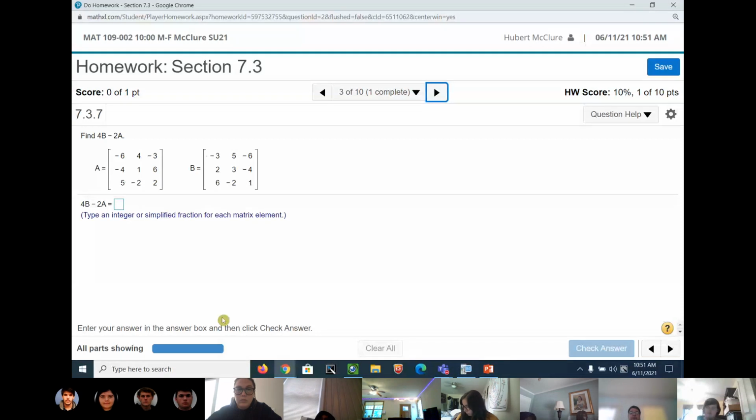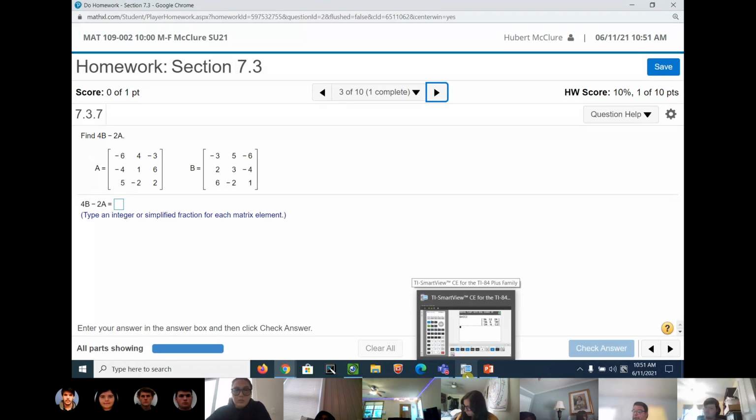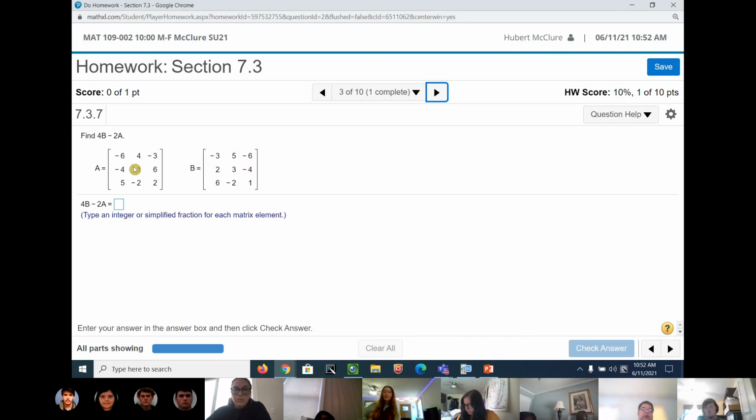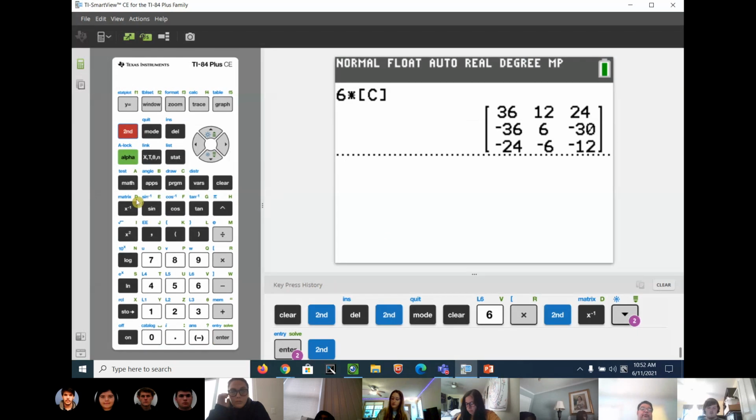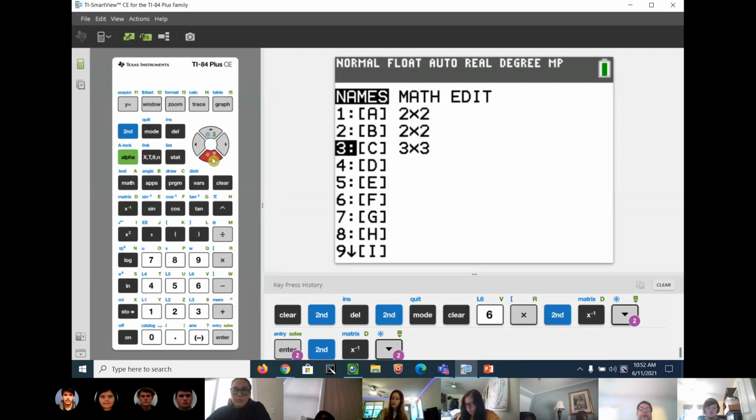The first thing I would do before I even start is go ahead and type these in. And they want to know 4B minus 2A. I can tell you right now, there is no way I would ask you to do this on a test unless I made this question the whole test or half the test, because you'd have to multiply this by 4, then multiply this by 2, then subtract, and that's just too much time. So let's go ahead and type in second matrix, and we'll redo this one.